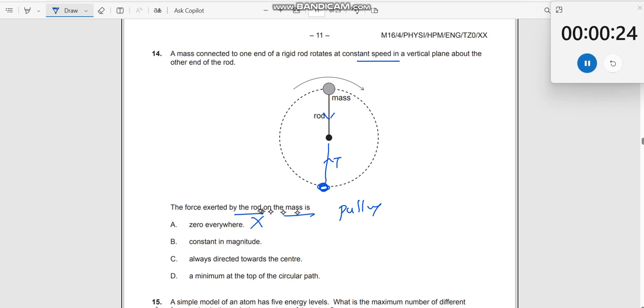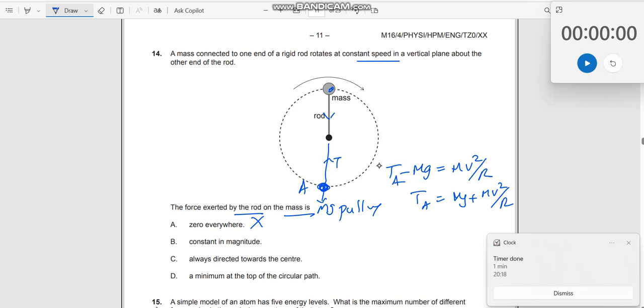Constant in magnitude? Definitely it is not constant. Why is it not constant? Because when it is going upwards, at this position, this is your mg. If I write the free body diagram, here it will be T minus mg equals mv square by r. Let me say this is TA. TA should be equal to mg plus mv square by r, right?